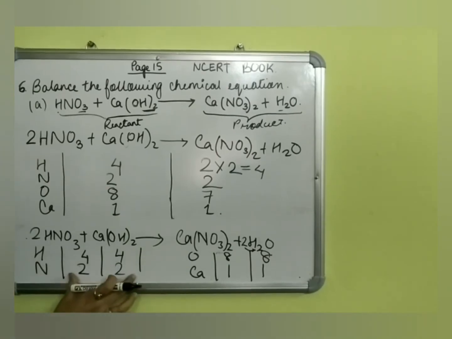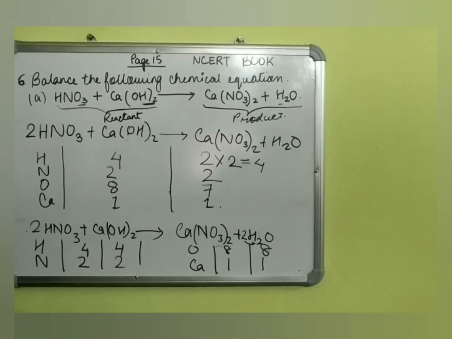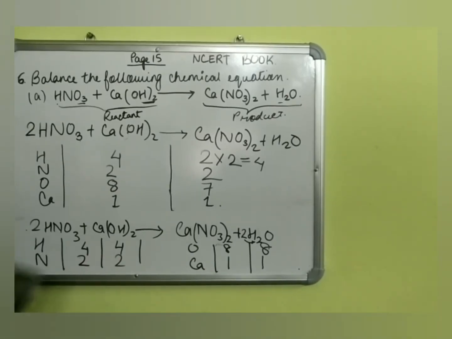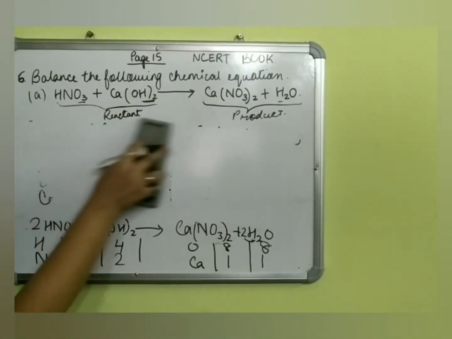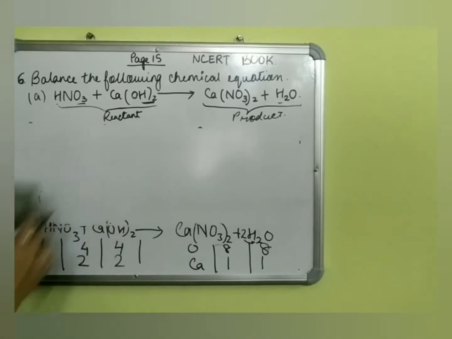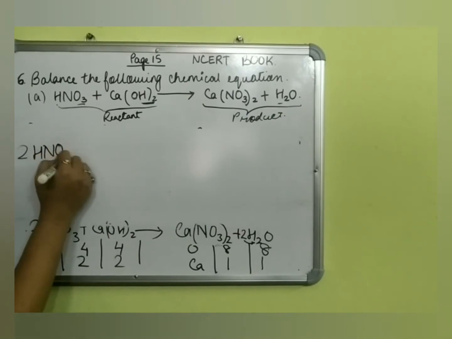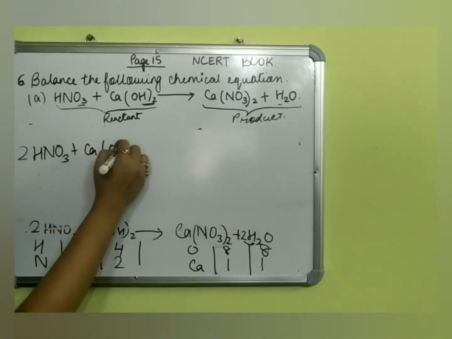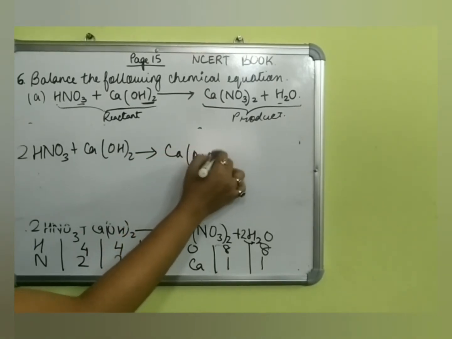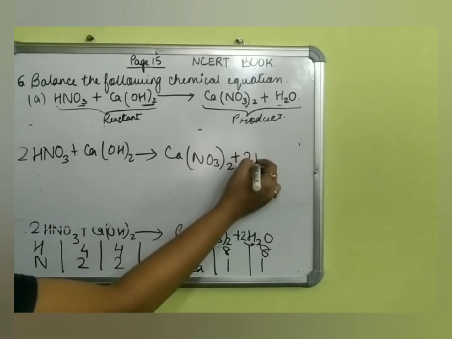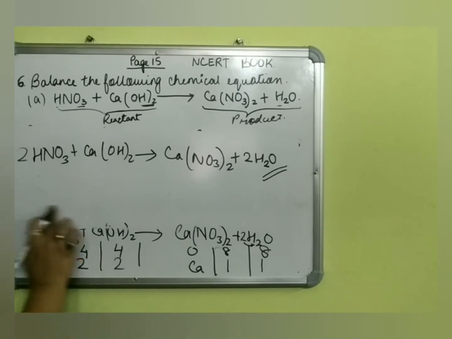Finally you can see that these are balanced. Both sides, the reactant and product, are balanced. So like this we can say that this equation is a balanced chemical equation. Now I'm rubbing this, and I will show you the last step. The last step is nothing but you have to write the final equation. So the final equation is 2HNO3 plus Ca(OH)2 gives us Ca(NO3)2 plus 2H2O. This is the final equation, the balanced chemical equation.